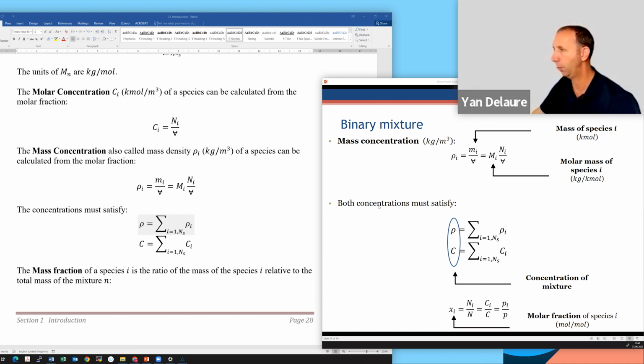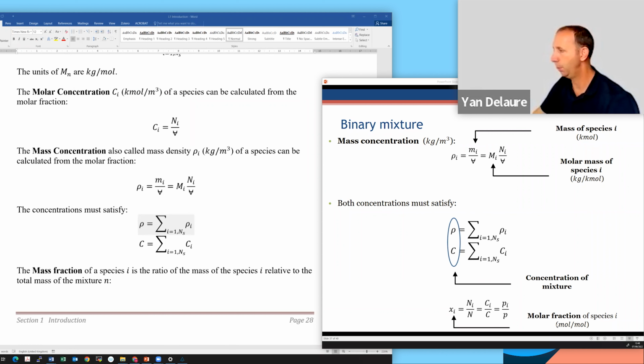Both forms of the concentration must satisfy this condition. That is, if you have a mixture of n species, and S stands for the number of species, you need to sum rho I from 1 to ns, and for each of the rho to get the total density of the mixture. Okay, so the individual densities of the individual species, when summed up, will give you the density of the mixture, and the same for the concentration. So we must satisfy this no matter what.